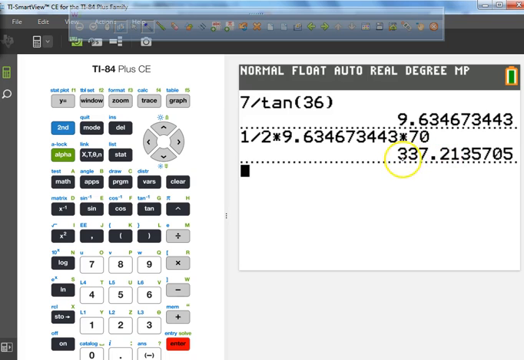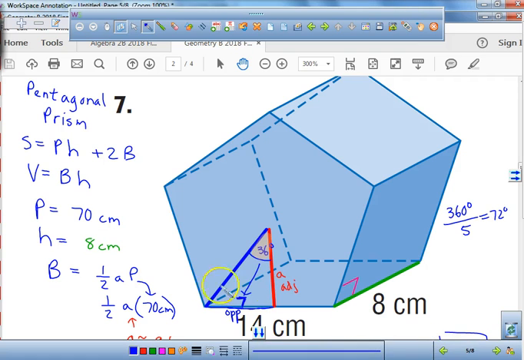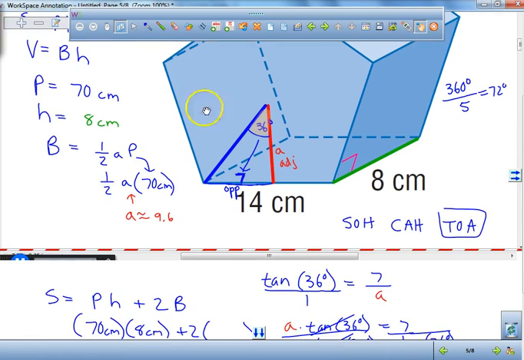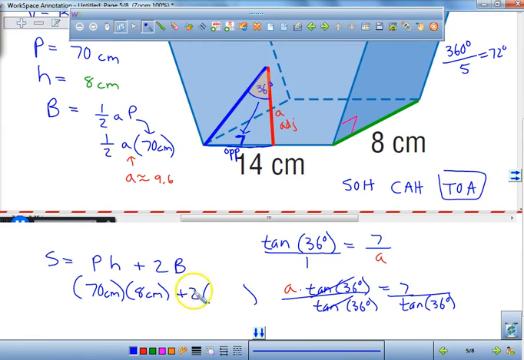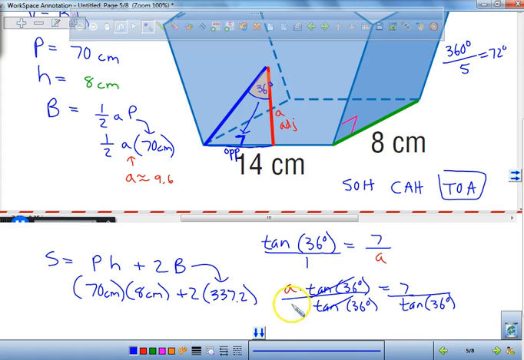So what does this 337.2 represent? That represents the area of the pentagon. That's right. So 337.2 represents the area of the pentagon. So we'll put 337.2, because that's the area of the base.